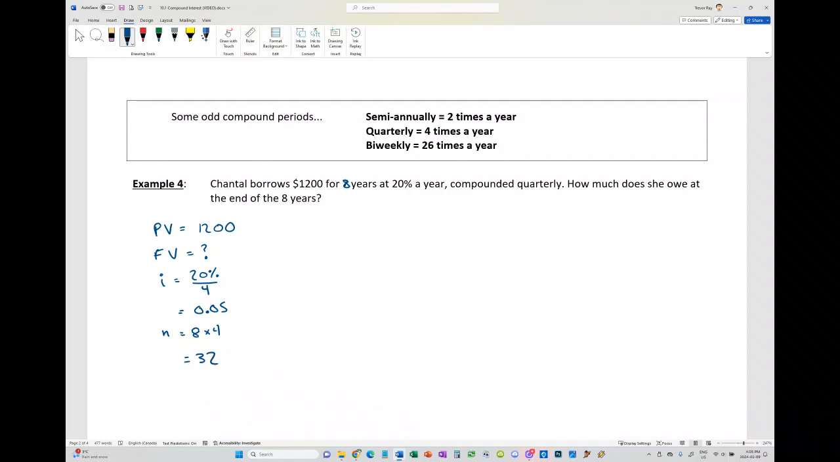Okay, same equation as we were using before. Future value equals present value times 1 plus I to the exponent n. Our future value we don't know, so we leave it. Our present value is 1,200. This becomes 1.05 to the exponent 32. Do the base to the exponent, then multiply by 1,200 at the end, and you should get $5,717.93.